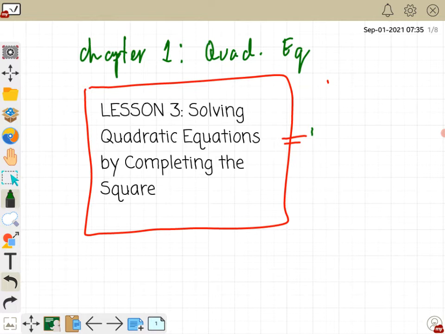So what does that mean when we say completing the square? Something that is not a square, and we have yet to make it a square. So that makes it completing the square.